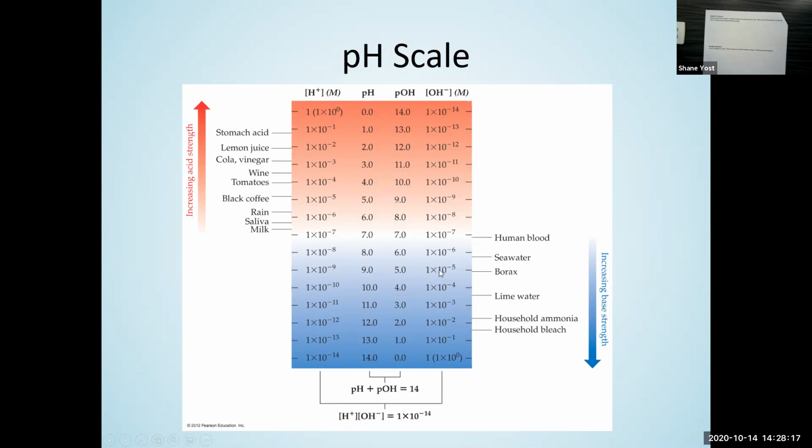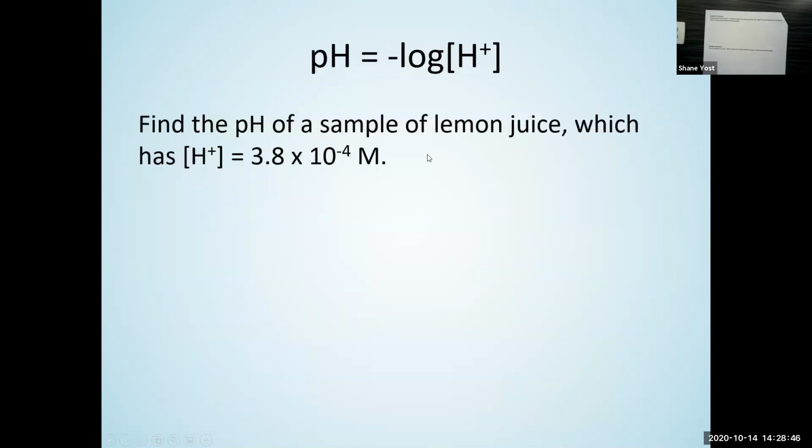As I get to more basic solutions, my concentration of OH minus becomes greater than 1 times 10 to the minus 7, while my concentration of H plus becomes smaller than 1 times 10 to the minus 7. And then for acidic solutions, it's the exact opposite. For acidic solutions, I have a lot of H plus in solution, so its concentration is greater than 1 times 10 to the minus 7. And therefore, the concentration of OH minus has to be less than 1 times 10 to the minus 7.